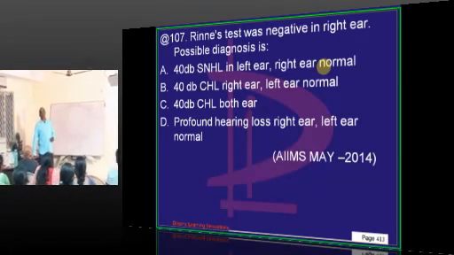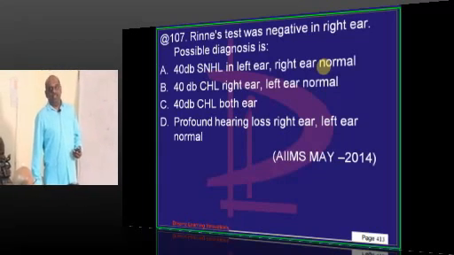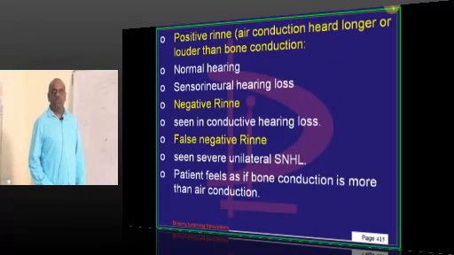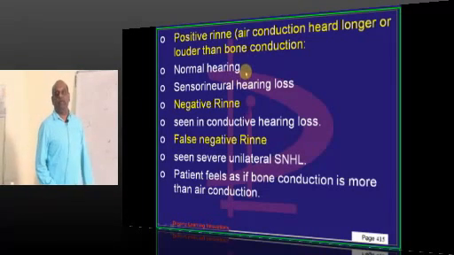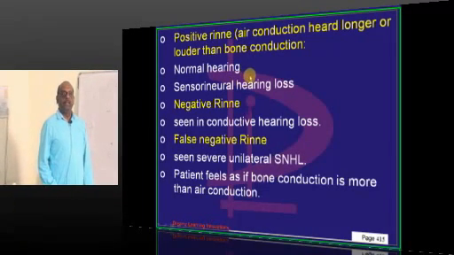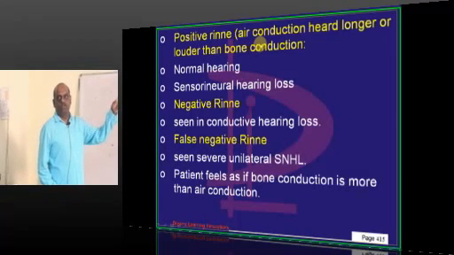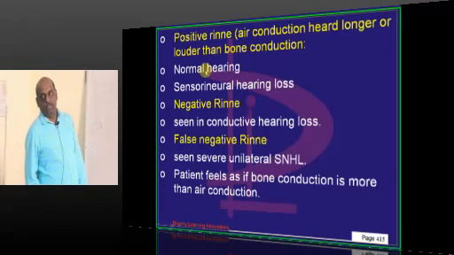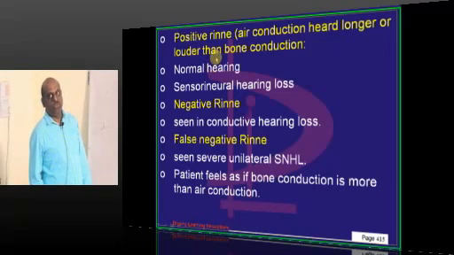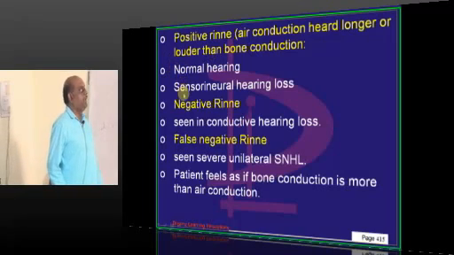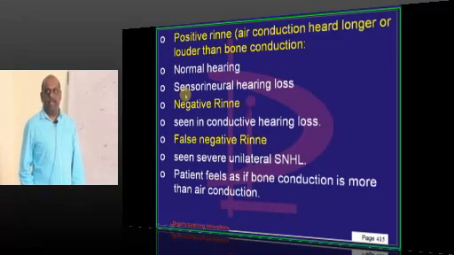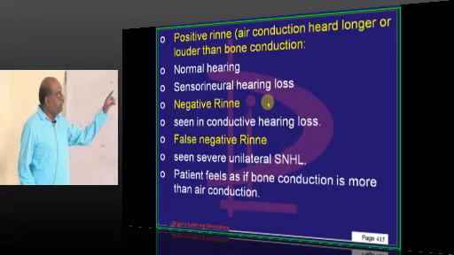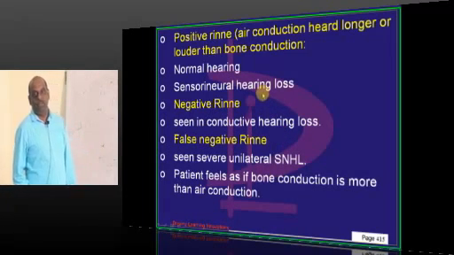What is the meaning of it? Rinne is negative. There are three things, doctor, in Rinne. Positive Rinne means what? In normal hearing, positive Rinne will be there. What is that? Air conduction will be better than that of the bone conduction. Air is better than bone. It is normal. That can even occur in sensorineural hearing loss. Negative Rinne means conductive hearing loss, where bone is much better than air.